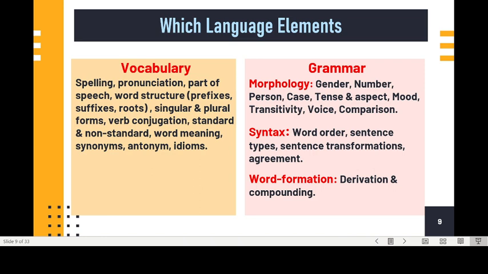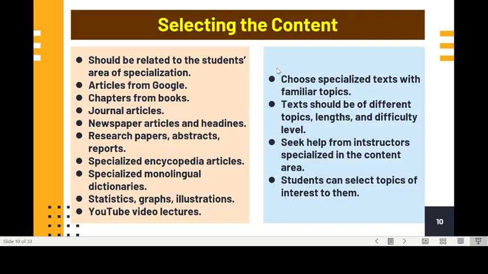The third thing that the students need to develop is word formation. By word formation, I mean derivation, when I say product, productivity, produce, producer, and compounding. Compounds are two words used together, like when I say high school, Fergana Politechnic Institute, this is a compound. It consists of 3 words.